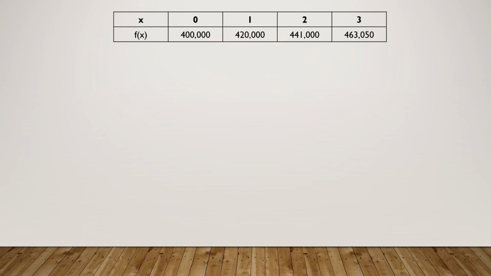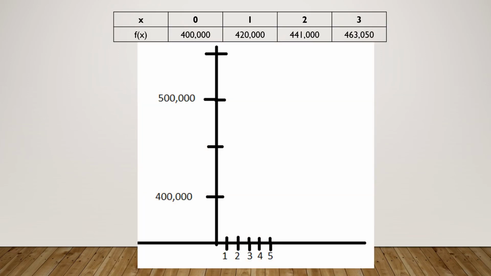So, i-plot natin sa Cartesian plane, we have 0, 400,000, 1, 420,000, 2, 441,000, and 3, 463,050 pesos. So, ito yung magiging itsura ng ating graph. Pataas pa yan, pataas.